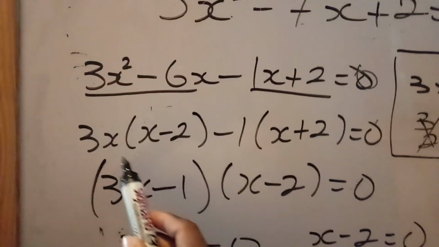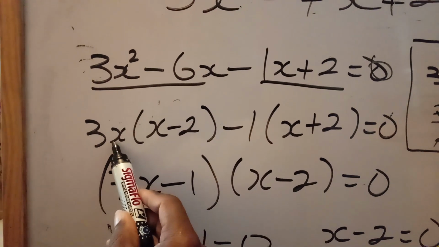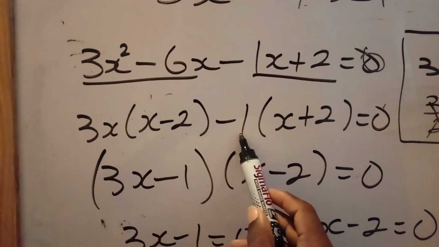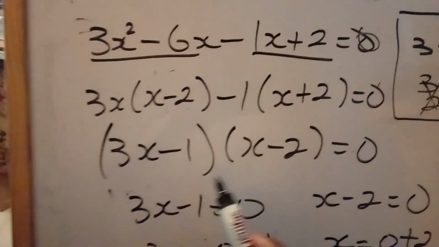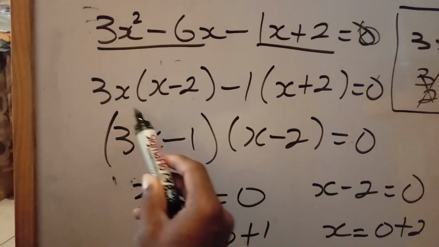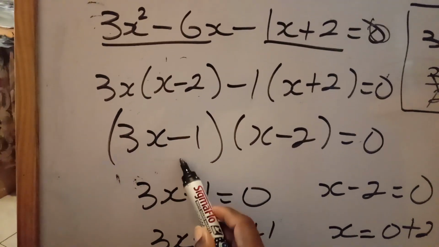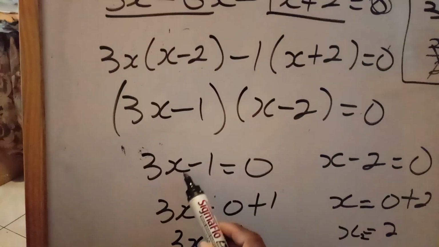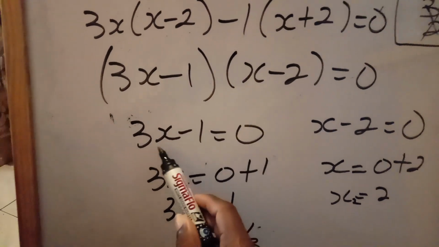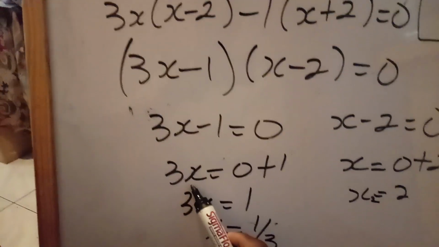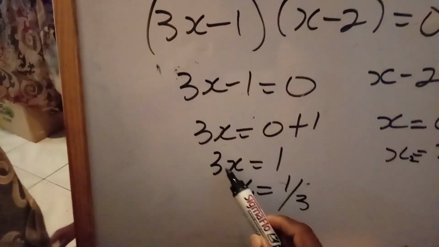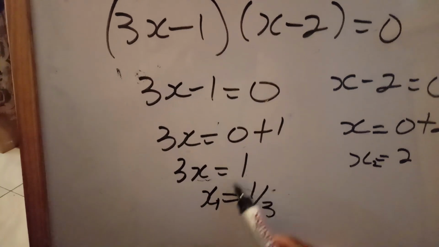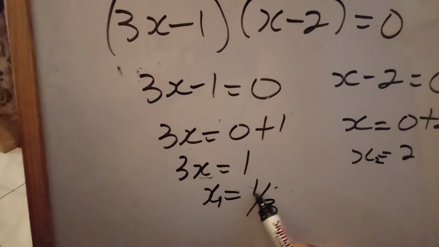Right. Then we break the common factor 3x, we get 3x times x minus 2. We are left with negative 1 bracket x minus 2 is equal to 0. Then I'll group the outside ones in one bracket and the common factor in the other, equal to 0. Then I would have 3x minus 1 is equal to 0. 3x is equal to 0 plus 1. 3x is equal to 1. So x1 is equal to 1 over 3.